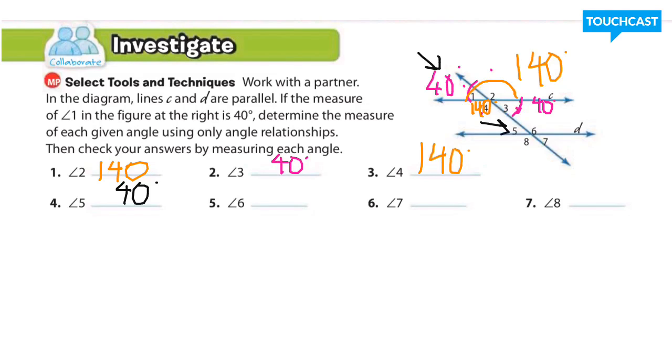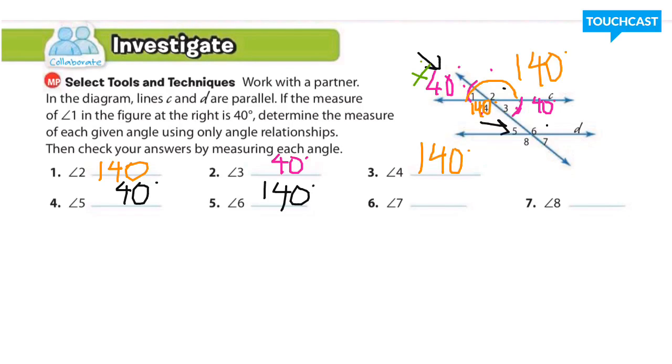We could also say angle 2 and angle 6 are congruent. So that means that those are both 140 degrees because they are corresponding. And we also have something called alternate exterior. So if we're looking at the alternate exterior, I'm going to put a green marker on those.